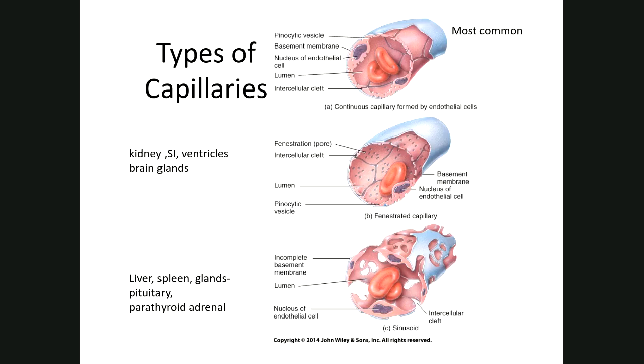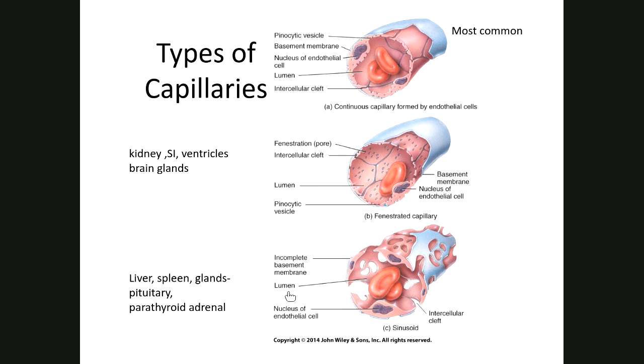So there are three types of capillaries. The most common one is the continuous capillary. The plasma membranes of the endothelial cells of this type form a continuous tube that is interrupted by intercellular clefts. The second one, the fenestrated capillaries, have little pores between neighboring plasma membranes. We see this type in kidneys, small intestines, and the ventricles of the brain.